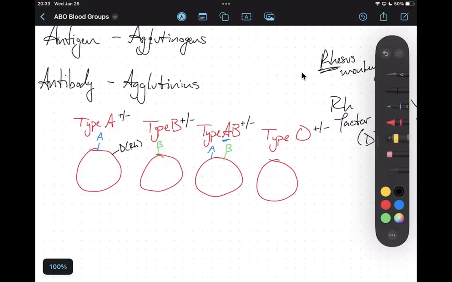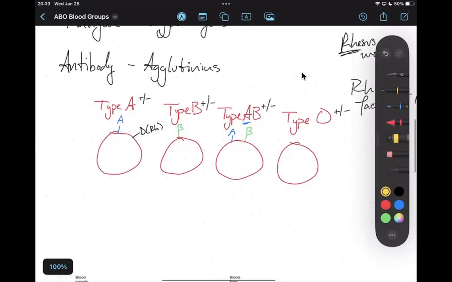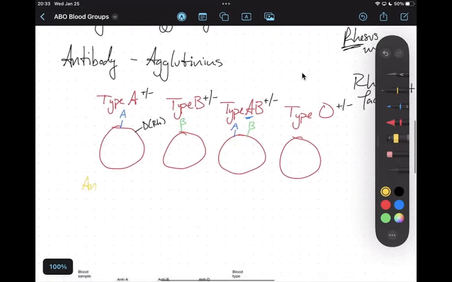Going along with the antigens, we also have corresponding antibodies. Just like we said, we have agglutinins. It turns out that we have an opposite antibody for whatever antigen we have. So if we have type A blood, we have anti-B antibodies. This means that if type B blood is introduced into somebody with A blood, their anti-B antibodies are going to attack and form a complex with the B antigens of that B blood.